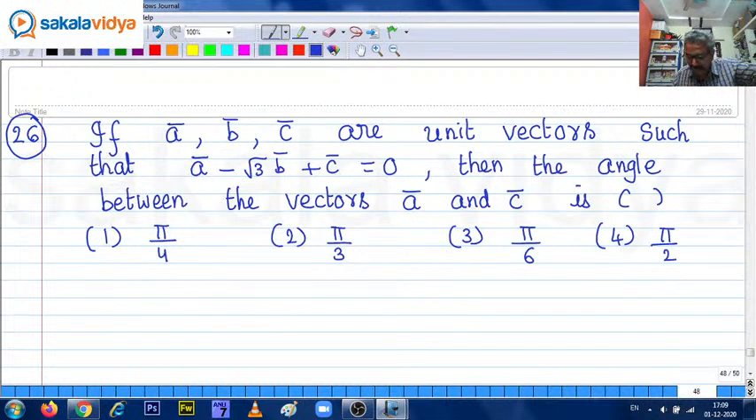As quick as possible. Okay, what does the plan mean? Now A bar plus C bar is equal to root 3 B bar, you can write, squaring on both sides. Then substitute mod A, mod B, mod C equal to 1, and so you will get the angle between A bar and C bar, that will be the dot product you will be getting, so that we can find out.